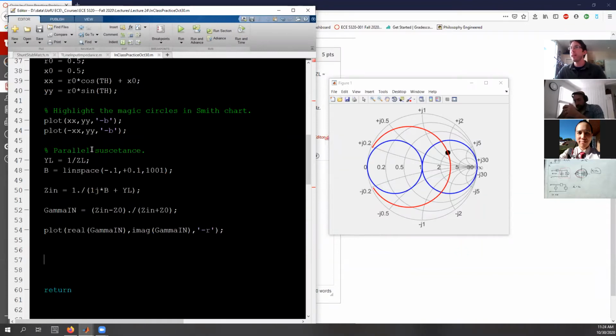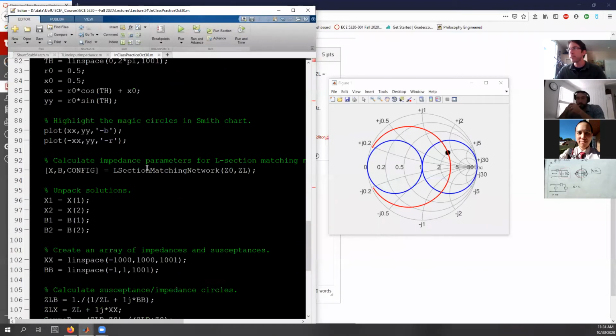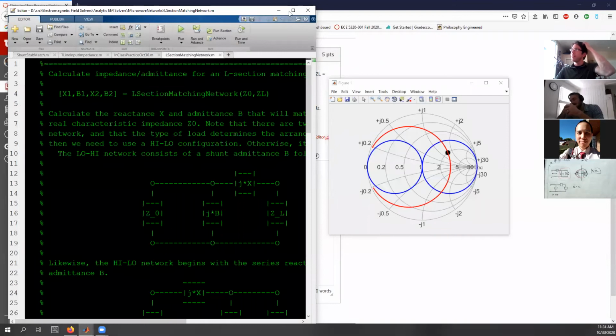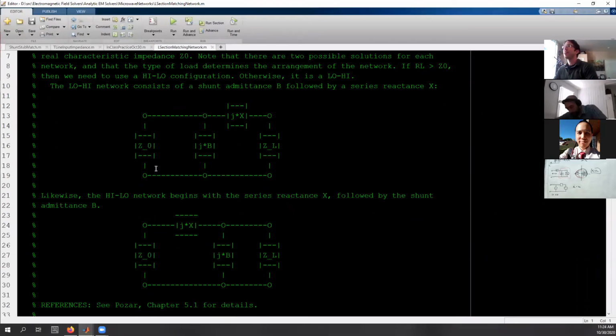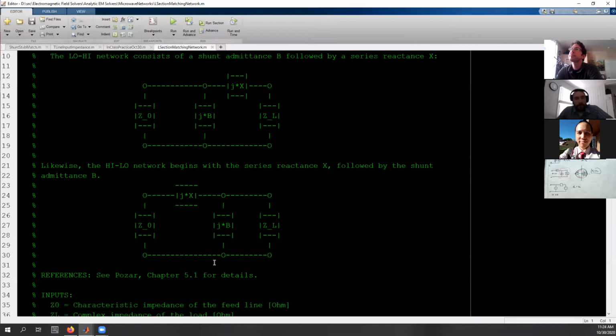So I created a script. Here we go, L section matching network. I wrote this a while back. So you notice here's my load. I did this nice little ASCII art here. So that's low-high, and this is high-low. Or you can say shunt series and series shunt.